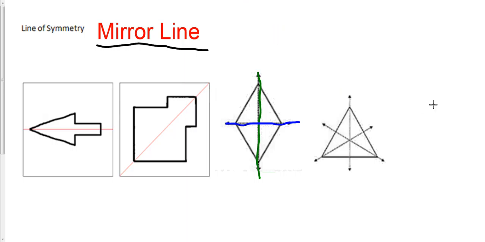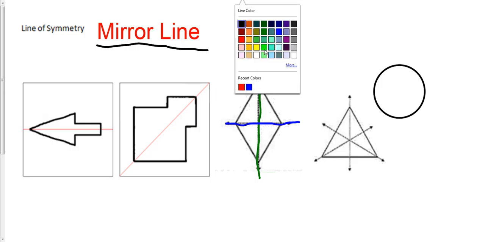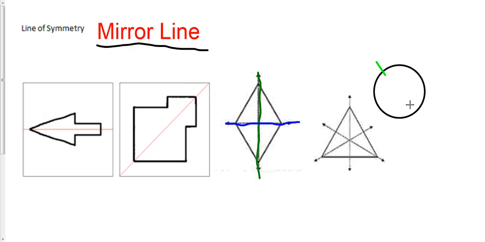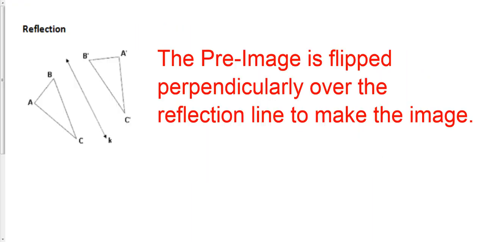So if we have a circle, something like this, there's technically an infinite amount of lines. So I'm going to go like this. Here, everything flips over. Here, everything flips over. Here, you can draw an infinite amount of lines as long as they all go through the center. They would all be reflection lines or lines of symmetry. So a circle technically would have an infinite amount of symmetry.